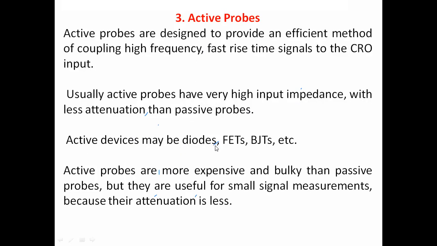Active probes use active devices such as diodes, FETs and BJTs. Active probes are more expensive and bulky than passive ones. Generally, by using FETs, the cost of construction increases, and due to that they are expensive and bulky, occupying more space. But they are useful for small signal measurements because their attenuation is small.